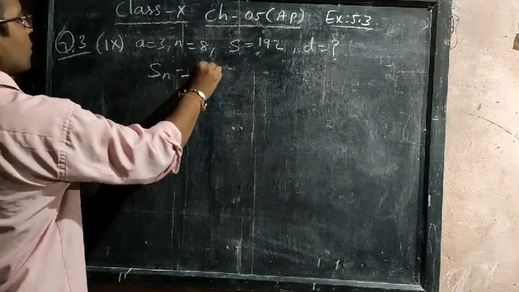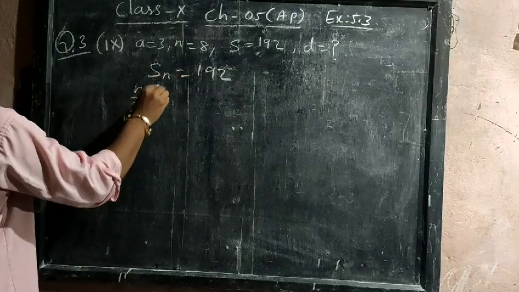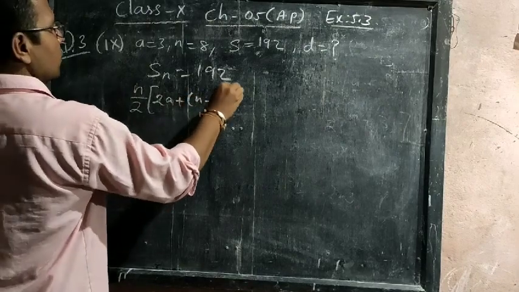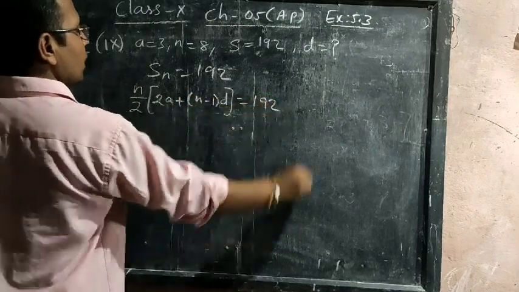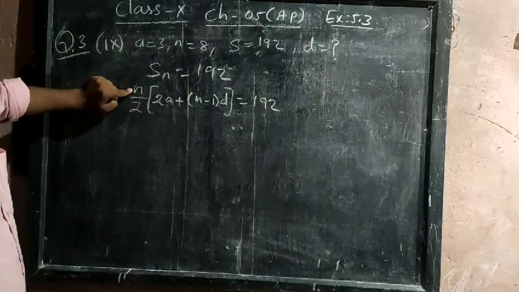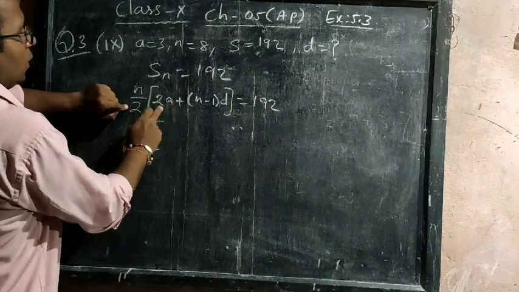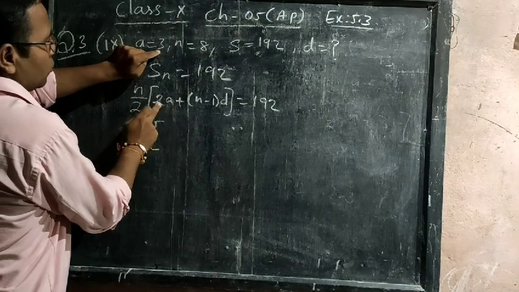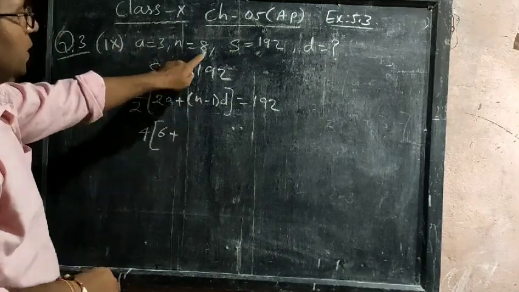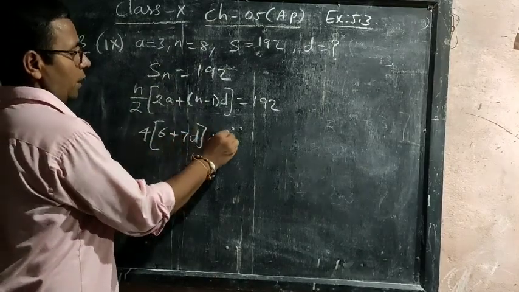Sn is equal to 192. So use the formula of Sn, that is n by 2 into (2a plus (n minus 1) into d) is equal to 192. The value of n is 8, it is given here. So 8 divided by 2 is 4. And 2a: the value of a is 3, so 2 times 3 is 6, plus n minus 1, that is 8 minus 1, which is 7, into d is equal to 192.